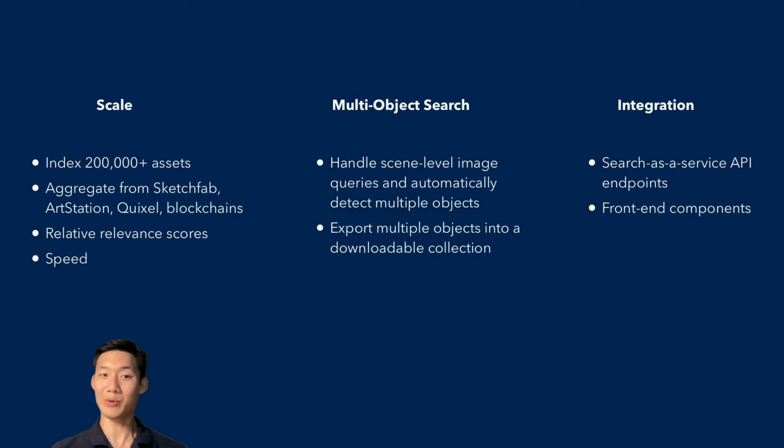Second, we would love to deliver scene-level image search so that objects in a complex scene are automatically detected and our search can return all of the assets in that type of image query. And finally, we hope to expose our search functionalities as API endpoints and directly benefit the creator community as a result.